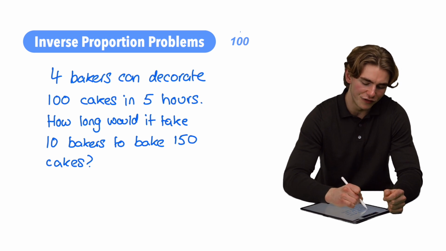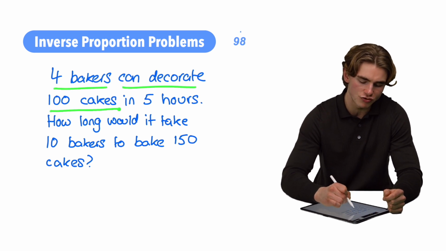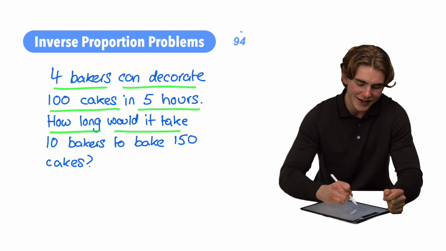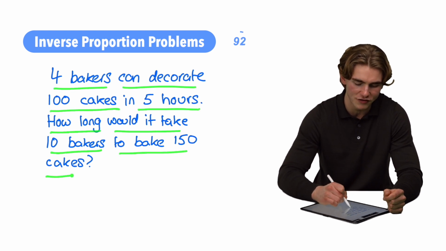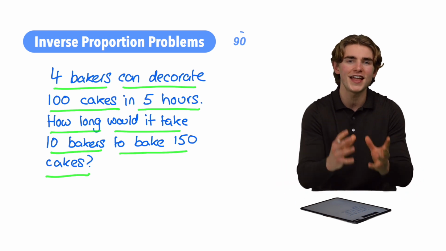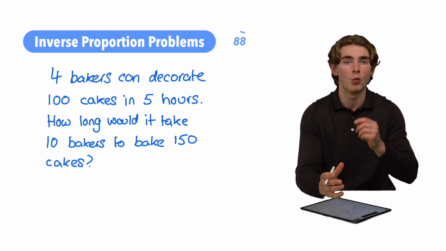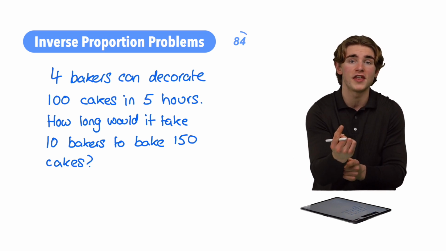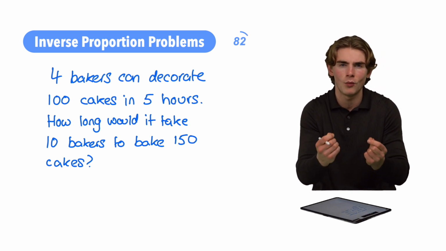The question says that 4 bakers can decorate 100 cakes in 5 hours, and then it asks us how long it would take 10 bakers to bake 150 cakes. What do we reckon? Well, the key thing to notice here, guys, is that there's going to be one thing which is, in theory, reducing our time, and there's going to be one thing which is, in theory, increasing our time. Now, what are they going to be?